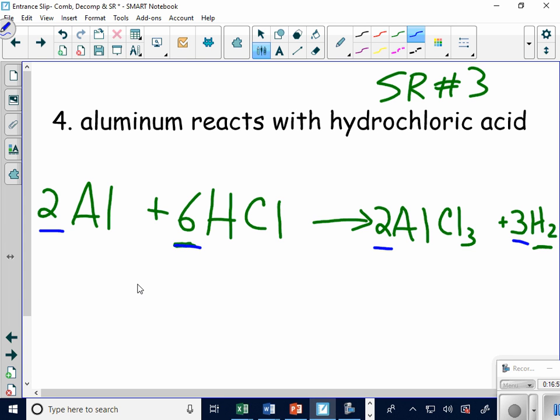Once you've seen enough of these, make sure you put your entrance slips back in my box. Hopefully you corrected them. Now, can I reduce this? No, I can't. So now I've balanced my chemical equation. You folks back working on the lab, make sure you have your goggles on. If you're just now starting the lab, get your goggles on.